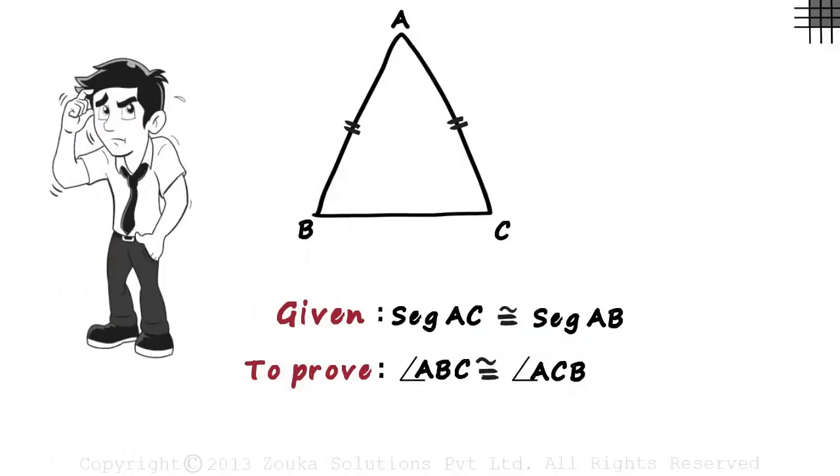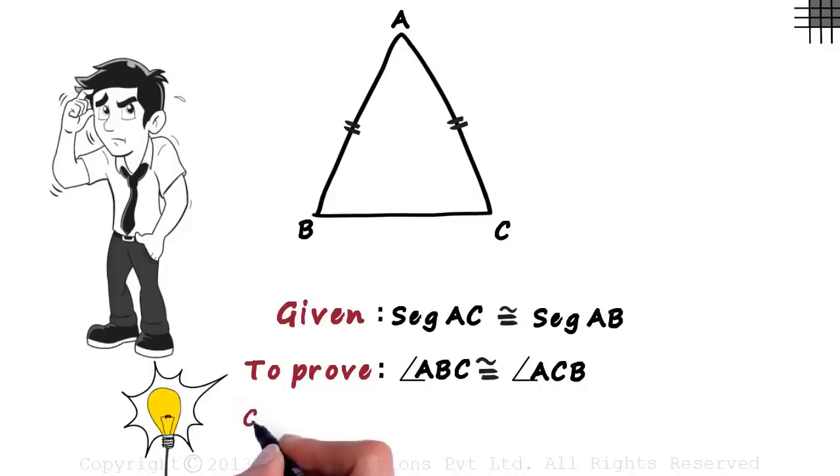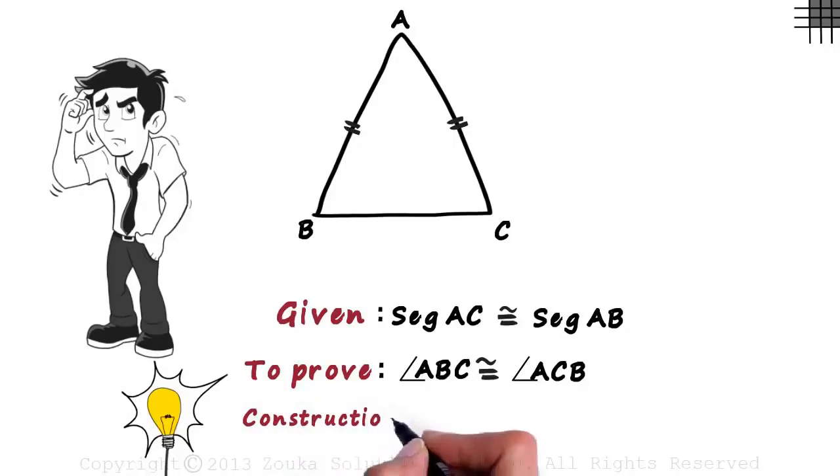The best way to prove any two angles or any two sides congruent is by proving two triangles congruent. So they become corresponding angles and will hence be congruent. But here we have just one triangle and we need to prove these two angles congruent. In such cases, we make two triangles. We can do a bit of construction to help ourselves.